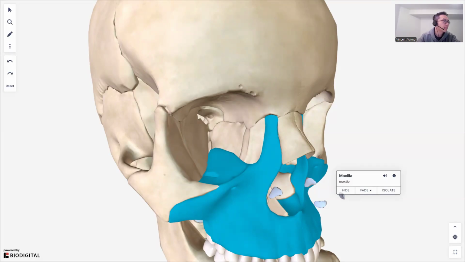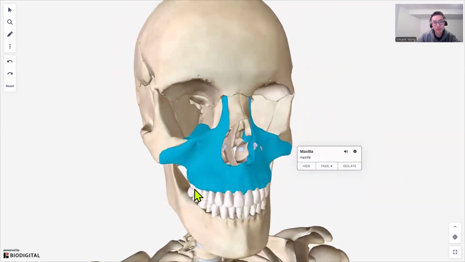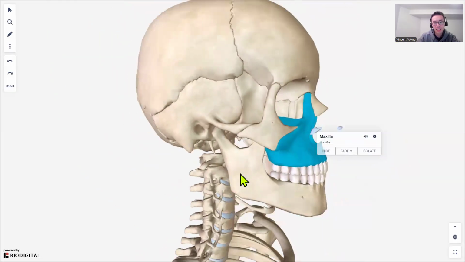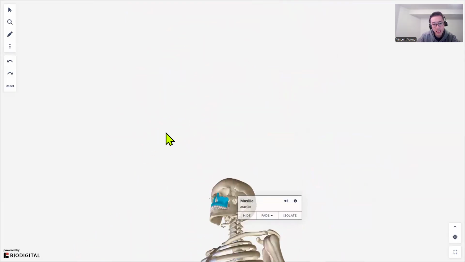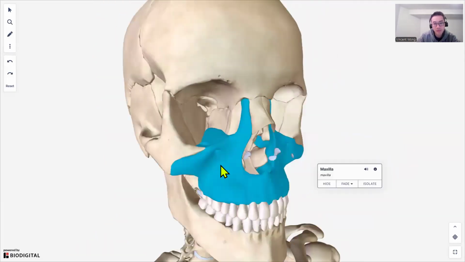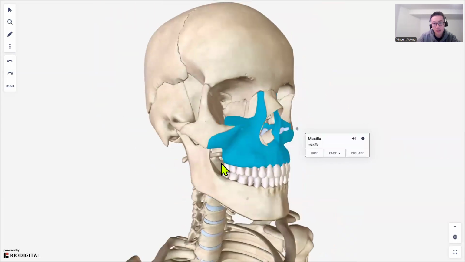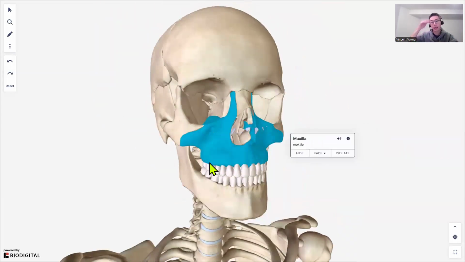And the maxilla is also important for forming the sockets for the upper row of your teeth. And we actually talked about the maxilla before. I don't know if I can show you a good view here. Maybe not. But it forms the front of your hard palate as well. Remember, if you push your tongue up, it feels hard. The front portion of the hard palate is formed by the maxilla.